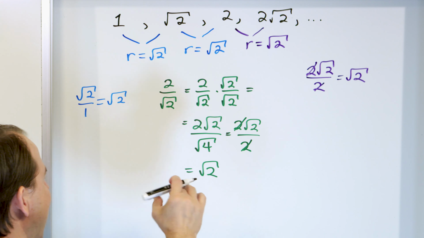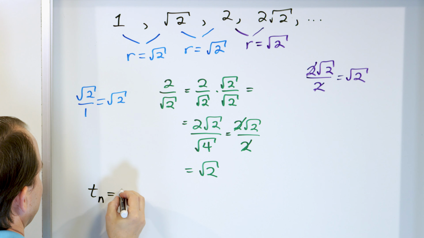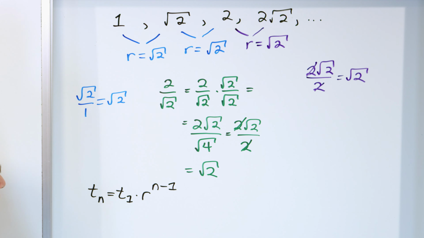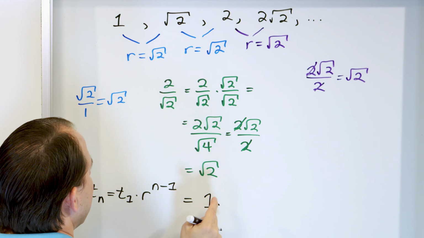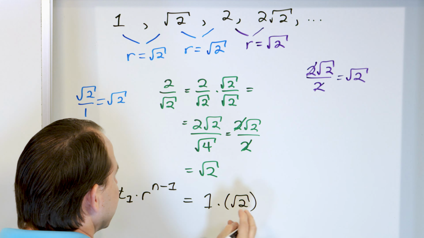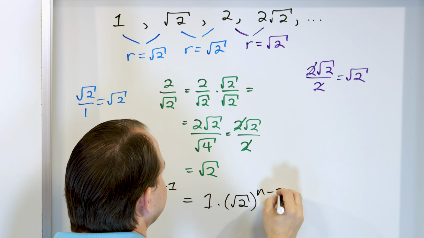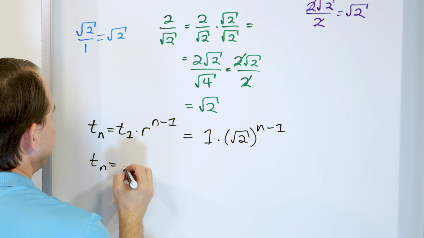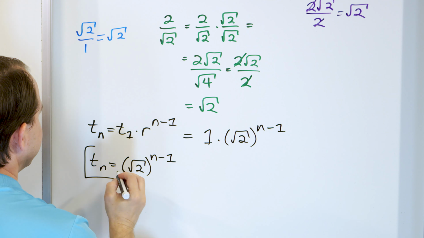Okay? And even though you have radicals, you do the same exact equation. The nth term is the first term times r to the n minus 1. All right? So then the first term is 1. The common ratio is the square root of 2. So go ahead and put that in parentheses as well to not get confused with the radical, and the power is n minus 1. So what we're saying is that the nth term is 1 times this, so I can drop that, square root of 2 to the power of n minus 1. This is the final answer.